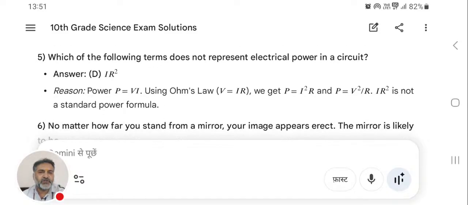Now next, question number 5. This seemed a little difficult to the children. Which of the following terms does not represent electrical power in a circuit? So answer D is the right answer. It means I R square. Reason: power P is equal to V into I. Using Ohm's law, V is equal to IR. We get P is equal to I square R and P is equal to V square upon R. So IR square is not a standard power formula.